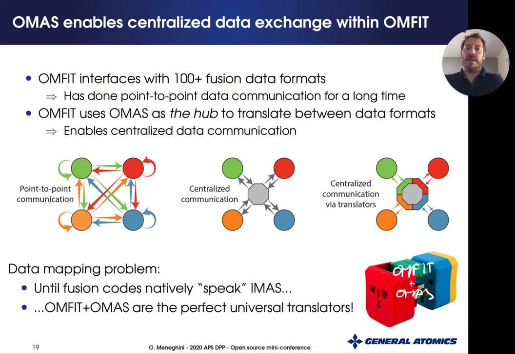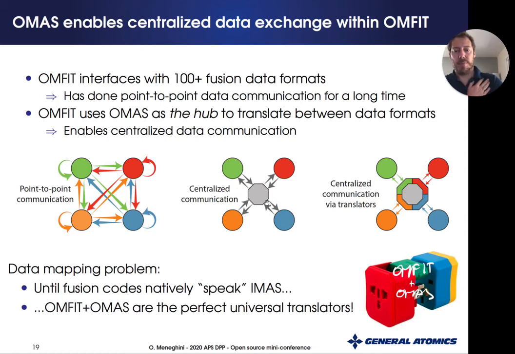So OMAS has been used inside of OMFIT to enable centralized data exchange. OMFIT has interfaced with over 100 Fusion formats for a long time and has used this capability to do point-to-point data communication. Now OMFIT is using OMAS as the hub to translate between these legacy formats and IMAS. And this has really, as I said, enabled new workflows that use centralized data communication. So this is where we've been with OMFIT for a long time.